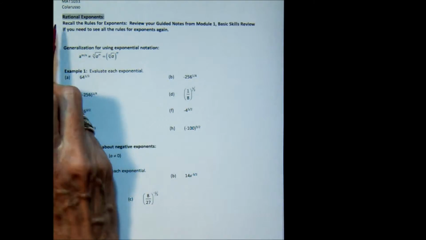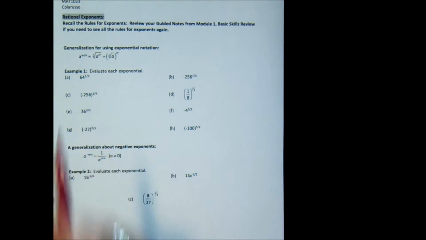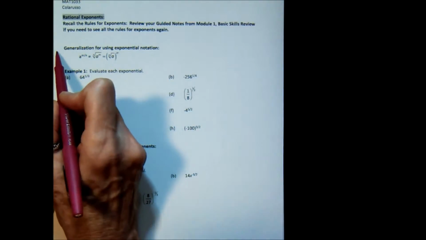In this video we're going to look at rational exponents. If you will note, at the top it says to recall the rules for exponents; review your guided notes from Module 1. There's a video that you can see for that if you need to. It's on the basic skills review if you need to see the rules for exponents. Again, I'm not actually going to go over them here. So let's look at this generalization for using exponential notation.